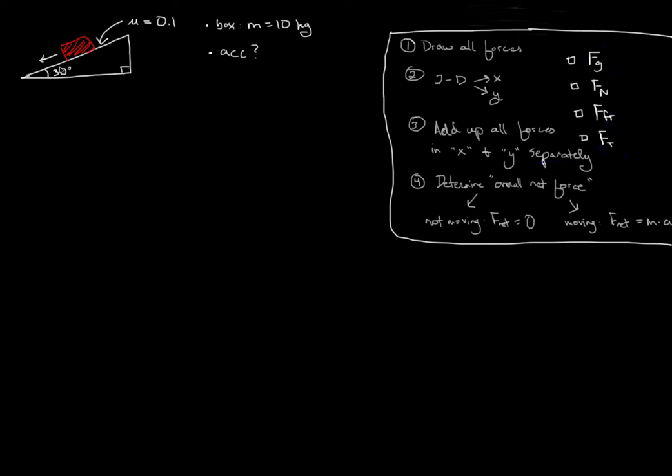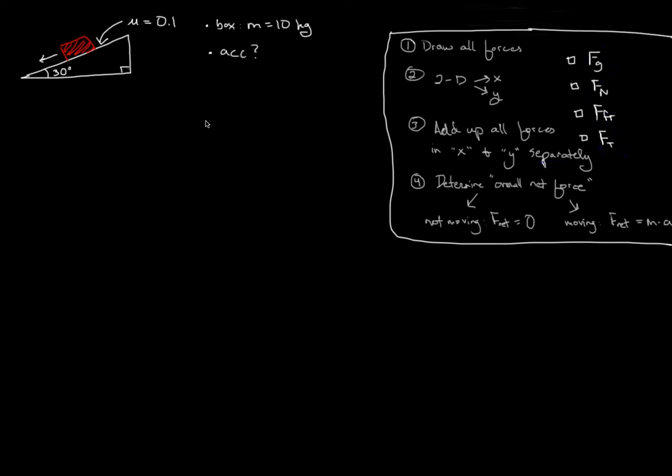And when it's accelerating down this hill, that hill has some friction, which is told by mu equals 0.1. So remember, mu is your coefficient of friction. So this problem is telling you that there is friction with a mu of 0.1. And you know your box has a mass of 10 kilograms. So what is the acceleration of this box?